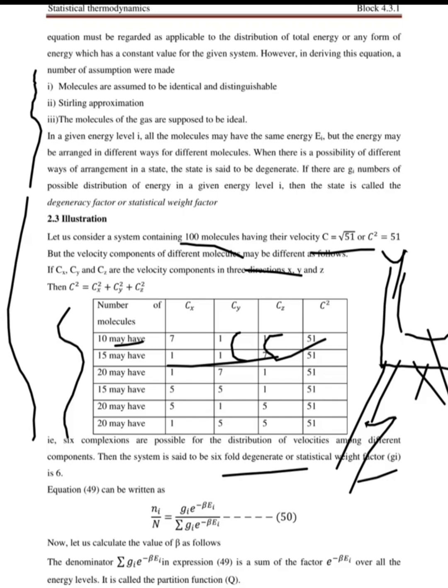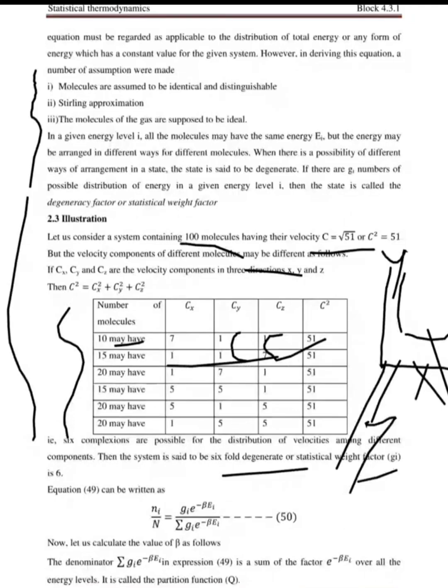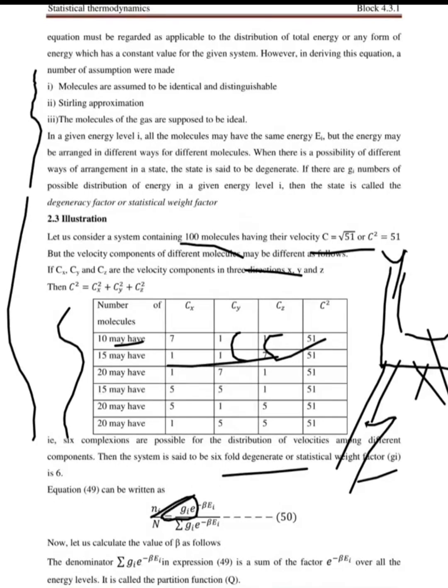So the equation 49 from the previous can be written here, and further Ni is the same. It has gi, and gi is nothing but the statistical weight factor. Further, the denominator, the summation of gi e to the power of beta e in the expression 49, is the sum of the factors. So it's nothing but the statistical weight factors. It's applied here, and the system is having the velocity in the three directions, that is x, y, and z.